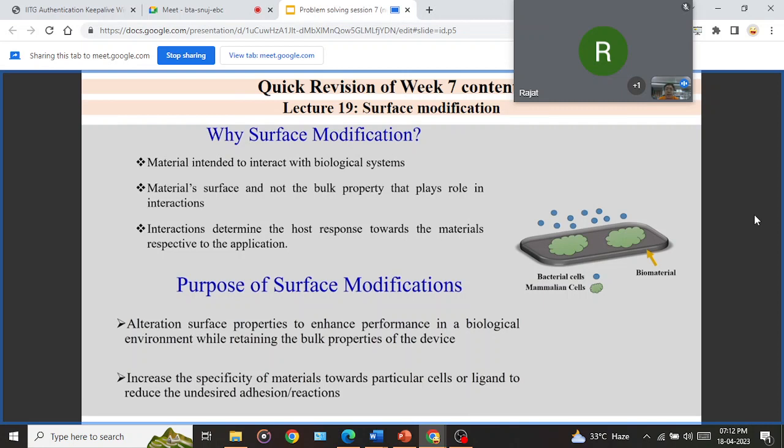Another purpose is to reduce undesired adhesion or reactions. Apart from increasing the specificity, we also do not want any unfavorable adhesion, as in case of pathogens or microbes getting adhered to the surface, which will hamper the functionality or hamper the interaction between the biomaterial and the cells.